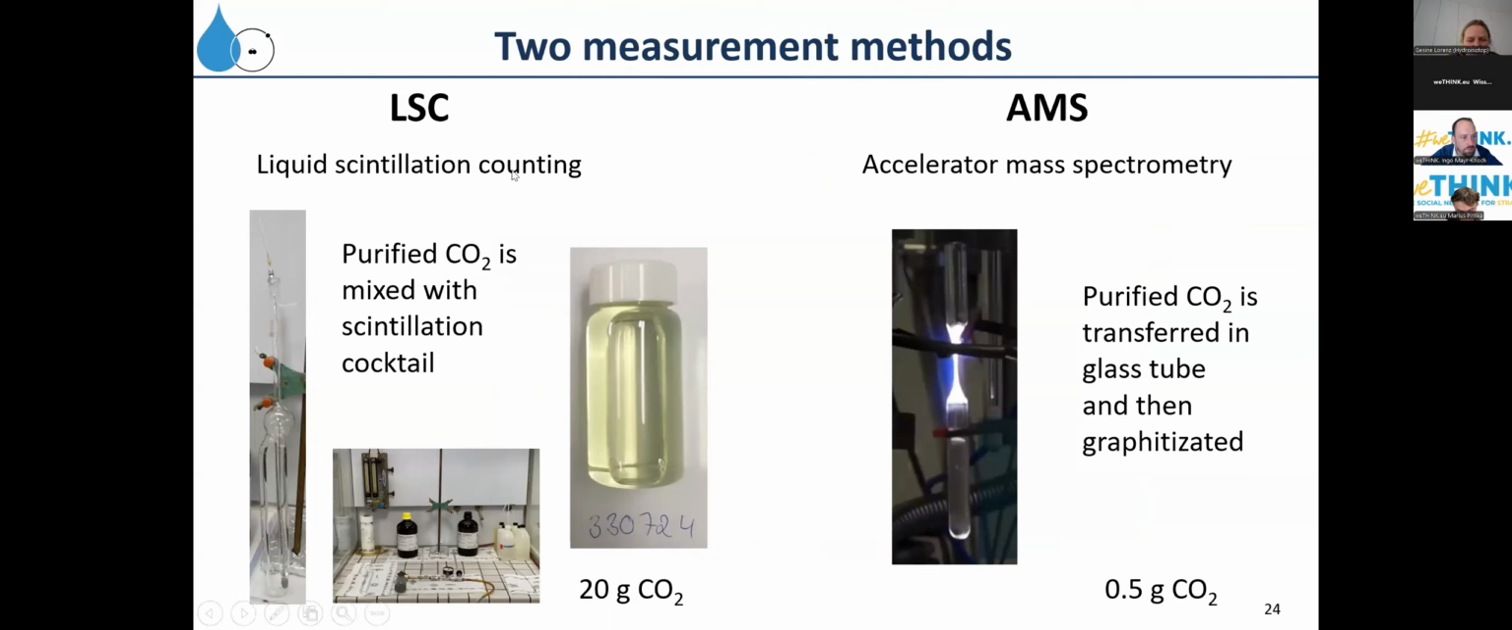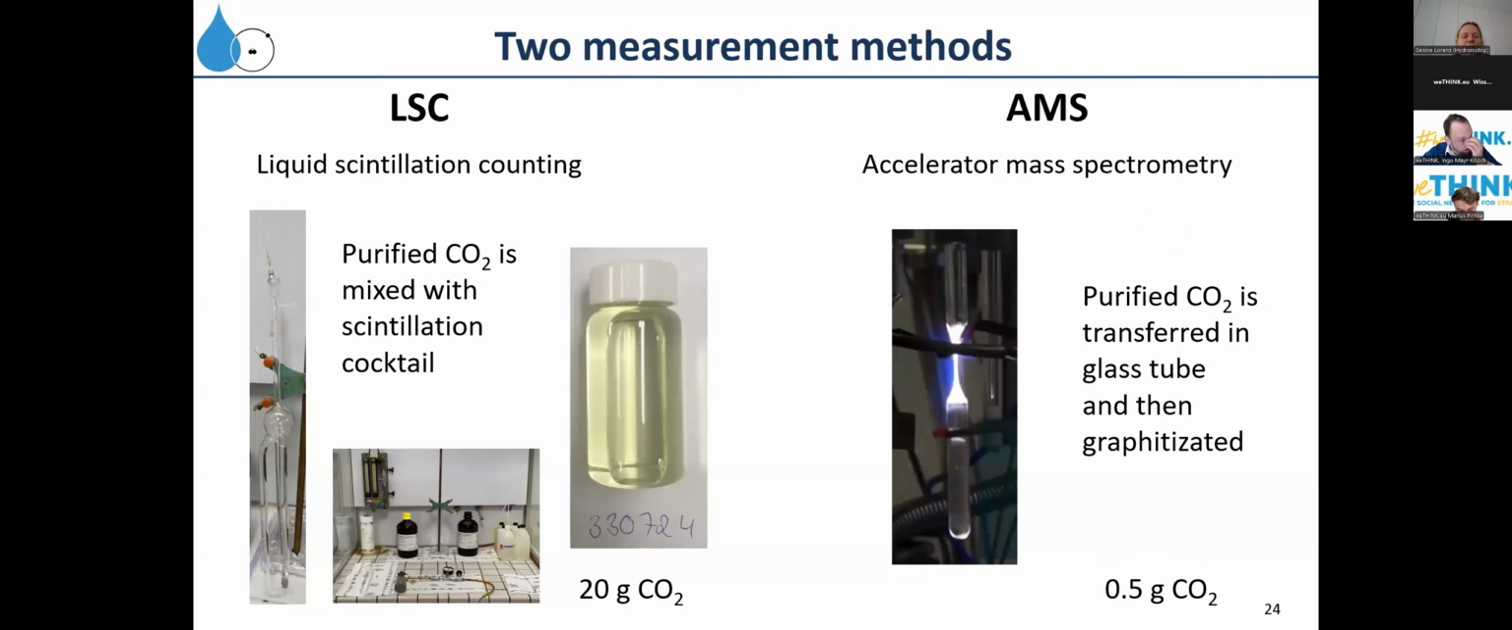For liquid scintillation counting, the purified CO2 is mixed with a scintillation cocktail. We need about 20 grams of CO2 for this sort of measurement. If we decide for the accelerator mass spectrometry, the purified CO2 is transferred to glass tubes and then graphitized. For this method, you need far less CO2, or you can't even process higher CO2 masses. And there you can see a difference between these two methods.